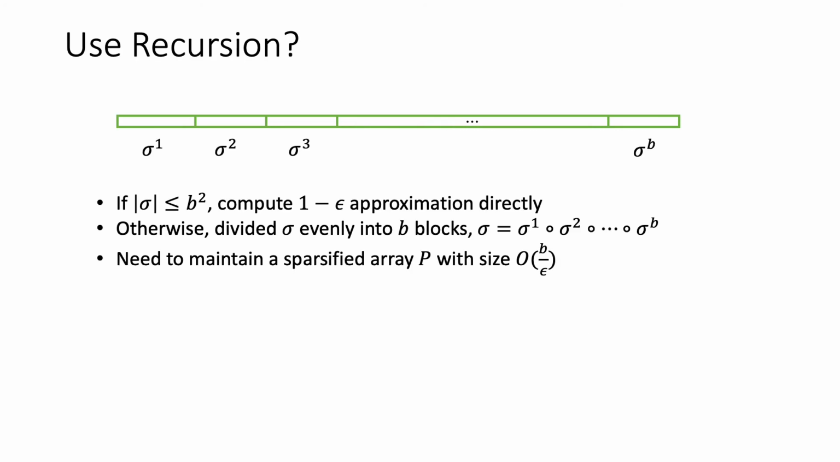So the natural idea is to use recursion again. If the input sequence sigma has length at most b squared, then we can compute a 1 minus epsilon approximation directly. Otherwise, we divide sigma evenly into b blocks.